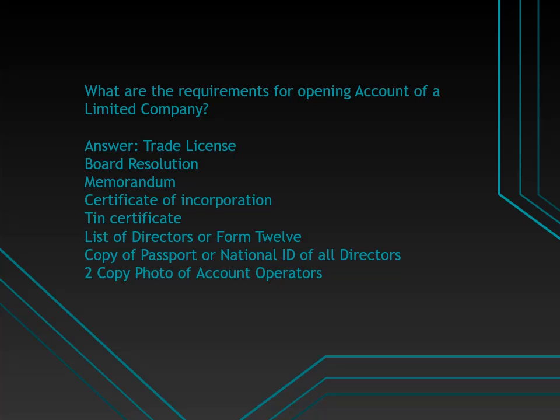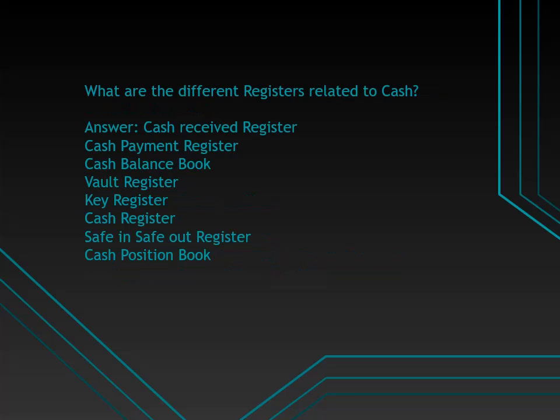Answer: trade license, board resolution, memorandum, certificate of incorporation, TIN certificate, list of directors or Form 12. Copy of passport or national ID of all directors. Two copies of photo of account operators. What are the different registers related to cash?